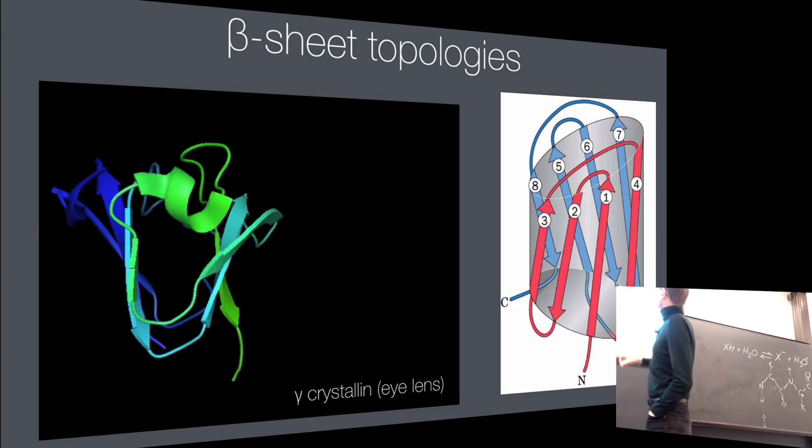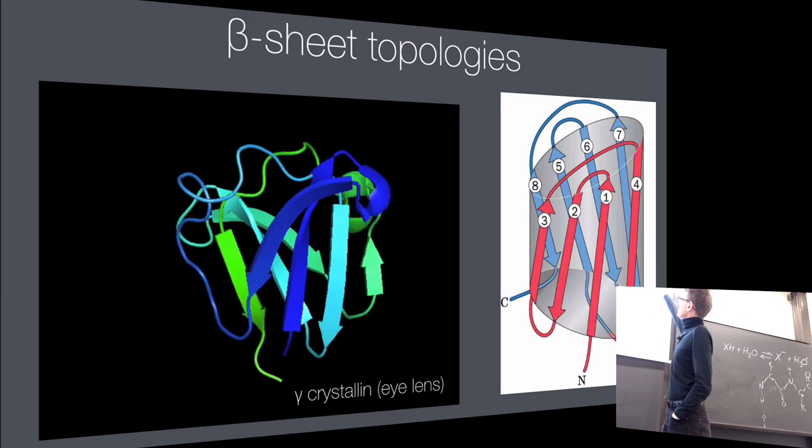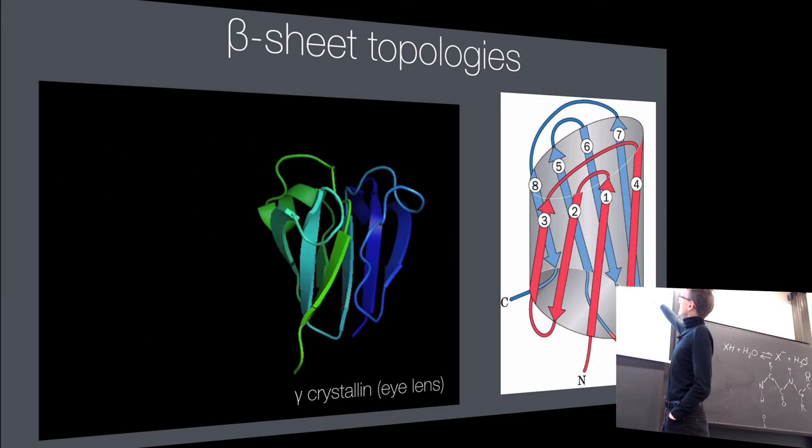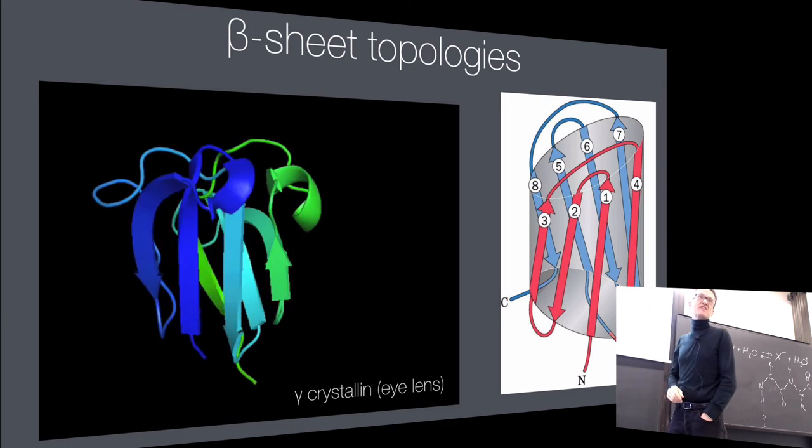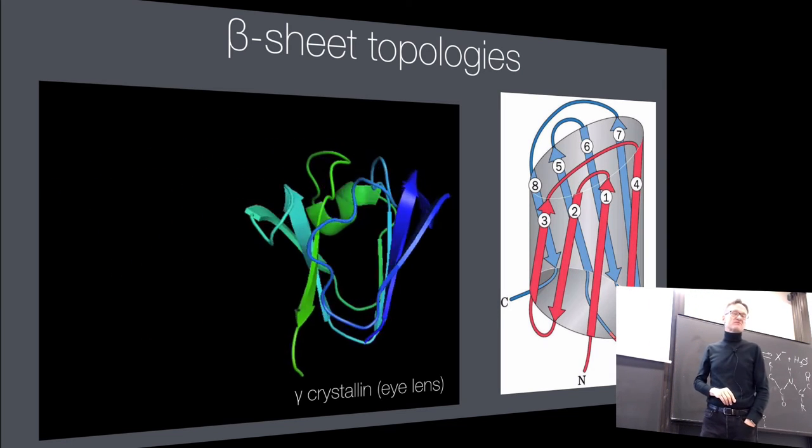On the other hand, you see that in addition to the sheets, you also need to connect these loops. And that seems a bit stupid. It doesn't just go up, down. It keeps jumping back and forth in some sort of strange way here.